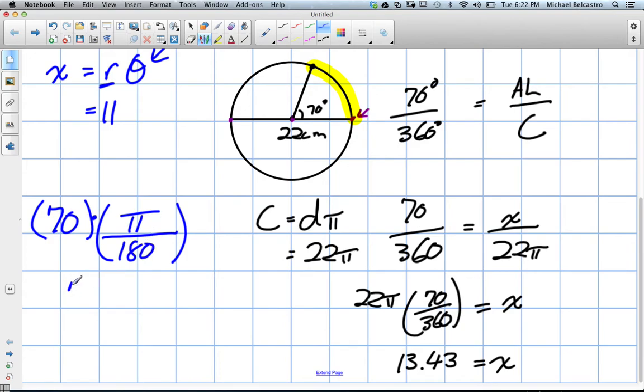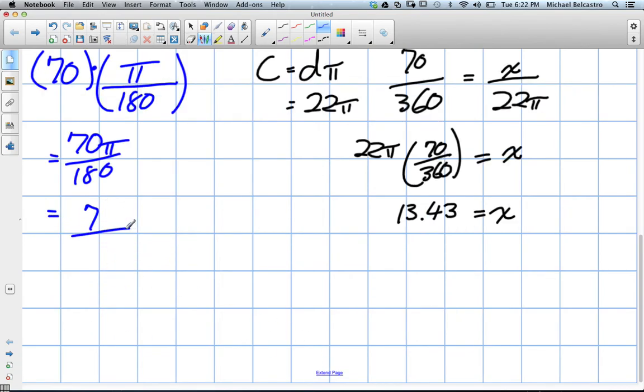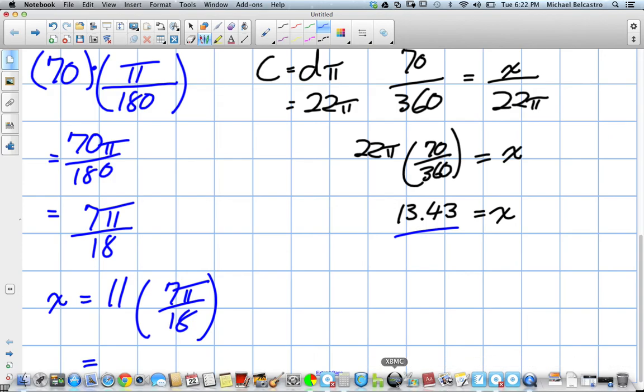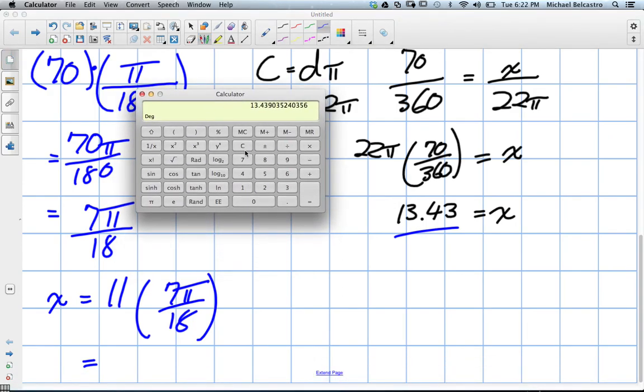Okay. So this will essentially become 70 pi over 180, and we'll reduce it. As we continue to reduce this, we're going to go with 7 over 18, or 7 pi over 18, and that's as low as we can go. So like we said before, our arc length x is equal to 11 times 7 pi over 18. So let's see if this ends up with relatively the same as what we got before. Our arc length here, our calculator. So we'll multiply these across. So we'll do 7 times pi times 11, all divided by 18.